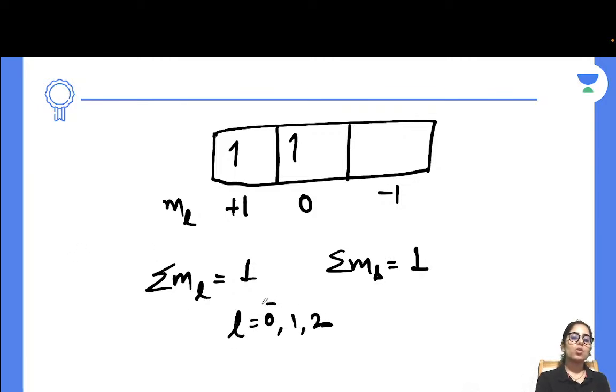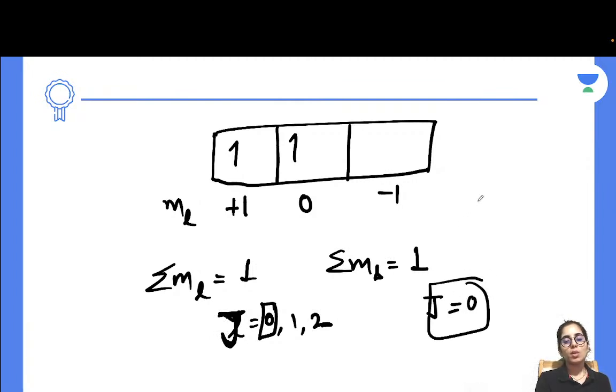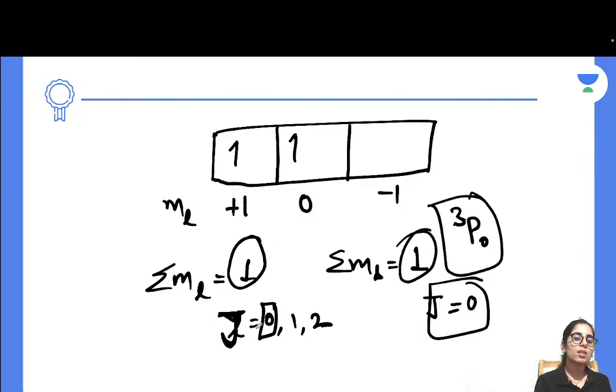Less than half filled case, so the J value must be the lowest one. J goes from L minus S to L plus S, right? So J must be 0. And if I consider 2S plus 1, that's 2 into S, which is 1, so 1 plus 1, that's going to be 3. And L equal to 1 gives you P, 3P and J value 0. So with the help of this as L, this as S, this as J, I write the overall spectroscopic term for the ground state, that's 3P0.